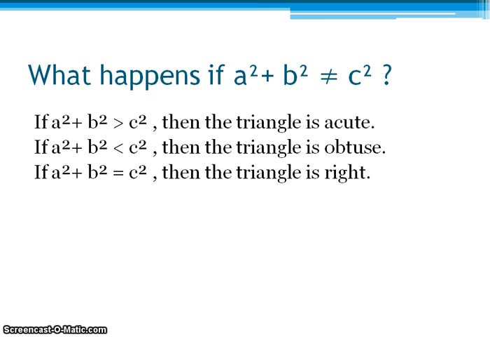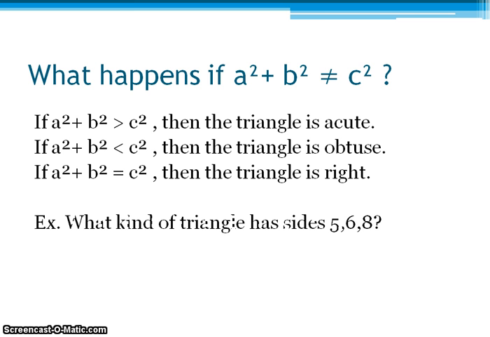So we're going to see this if we're just given 3 sides, no diagram, no information about angles. So if I was just given, what kind of triangle has sides 5, 6, and 8? Well, I know my largest side has to be c. So I'm going to set up 5 squared plus 6 squared. I don't know what the relationship is, so I'm just going to leave it as a box. Equals 8 squared.